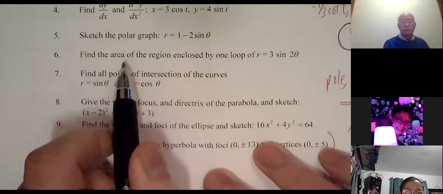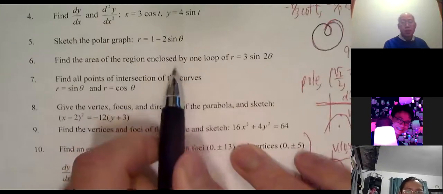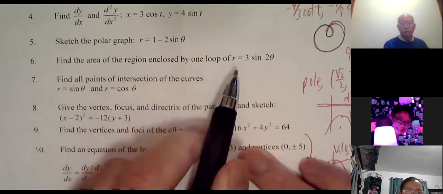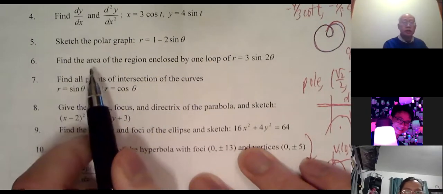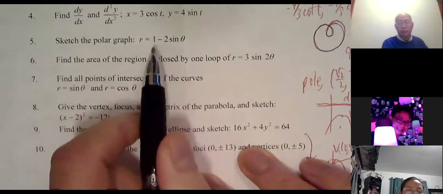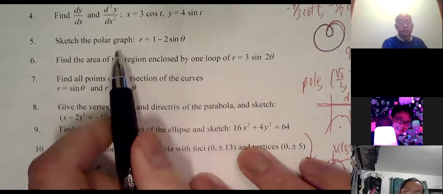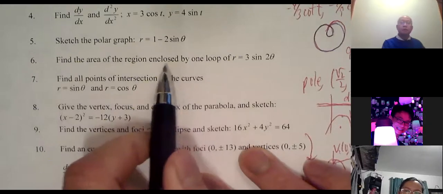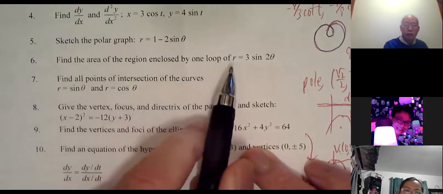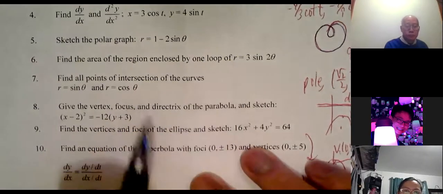Okay. Number 6, the main thing about number 6 wasn't the graph. Some of you gave me the entire graph, but you didn't give me the area. The whole question was about the area. I don't need to test you again on making a polar graph. That was what 5 was about. So for 6, I just needed to see one loop and then find the area based off of that.